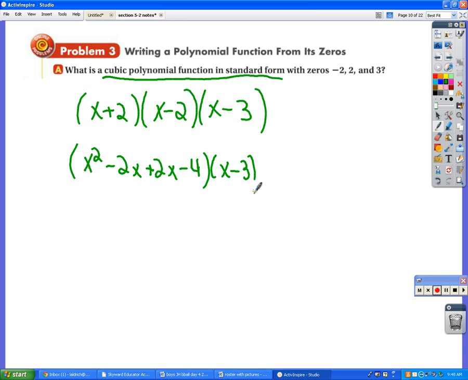But I can combine my like terms by canceling those out. So that makes this problem a little bit simpler. Now I'm going to FOIL again. First times first is x cubed, most math people would say. Outside times outside is negative 3x squared. Inside times inside is negative 4x. And last times last is positive 12.